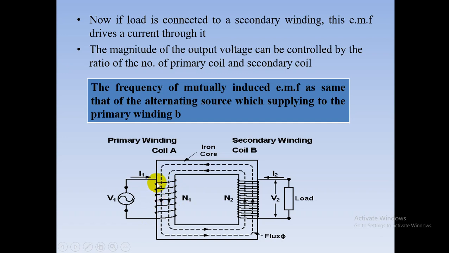Because this winding carries the I1 current, as we know from Faraday's law, Faraday's first law, whenever a conductor is placed in a magnetic field, an EMF is induced in the conductor. Based on that principle, when this conductor carries the current, it has flux. These are the flux lines produced by the primary winding after carrying the I1 current. This flux is also linking with the secondary winding of the transformer.